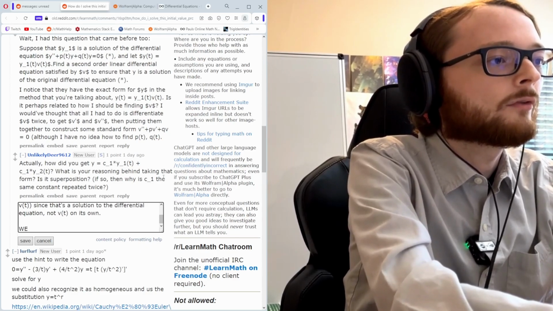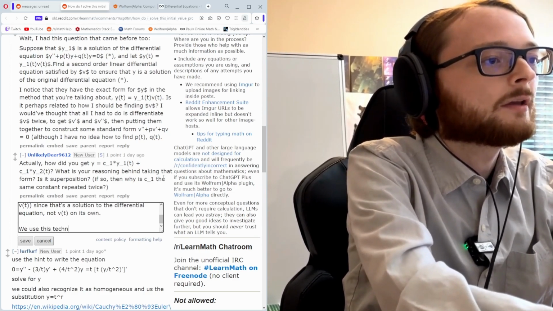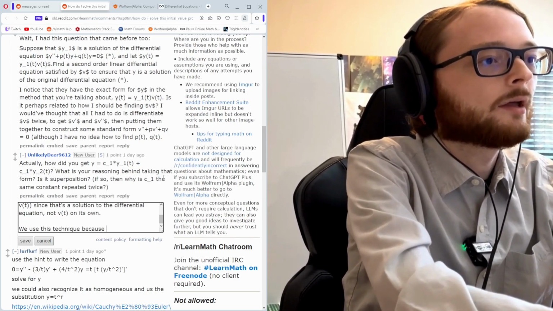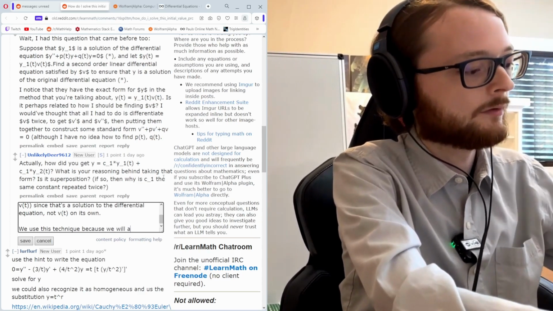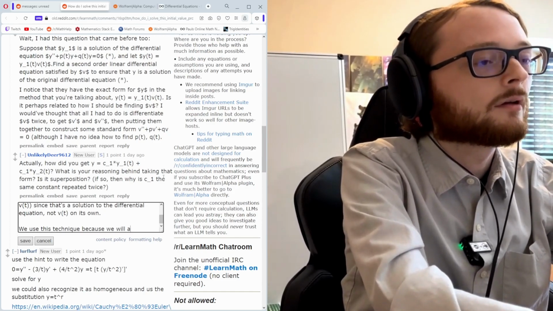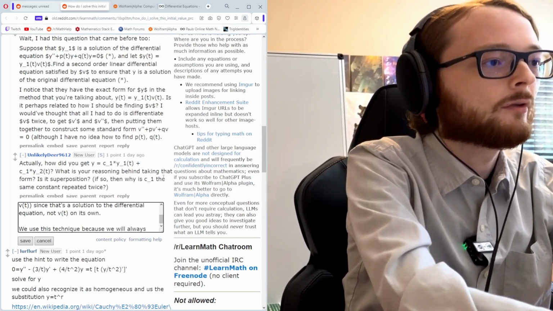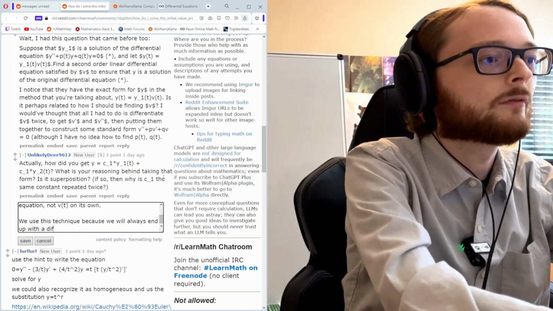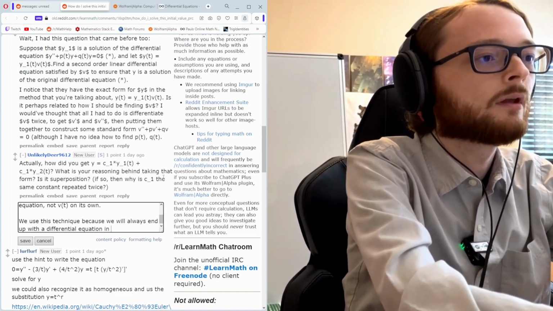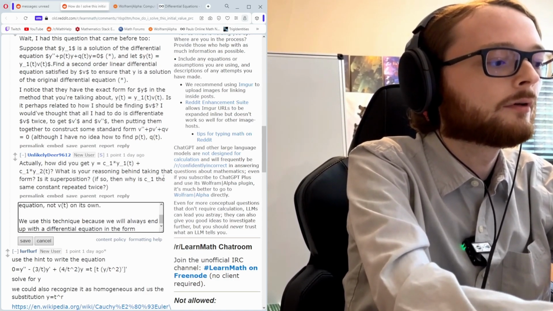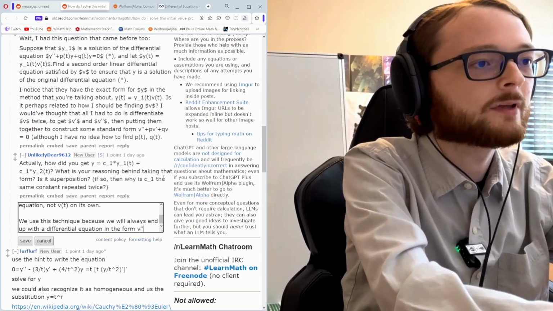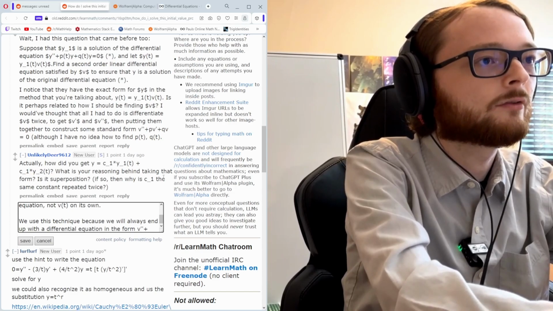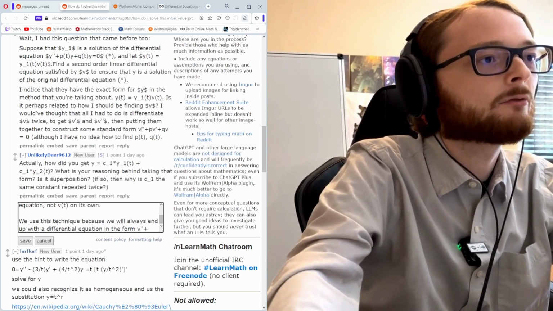We use this technique because we will always end up with a differential equation in the form v double prime, there's my apostrophe key, plus, I guess I'll say p of t. Actually, how do they say with p and q up here?